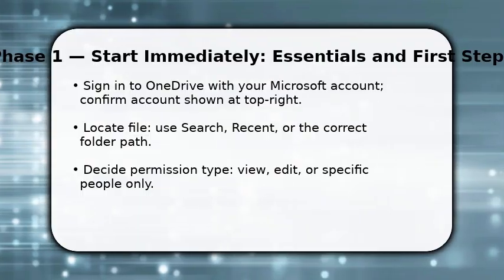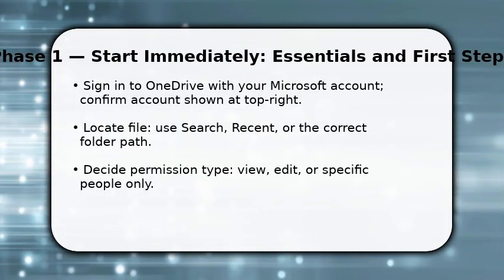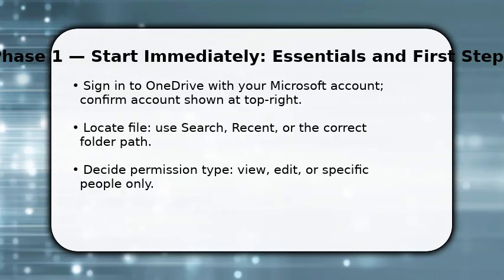You start by signing into OneDrive, so you're using the right account. Make sure your email appears top right. Next, find the file, use search or recent to save time, and open its folder.